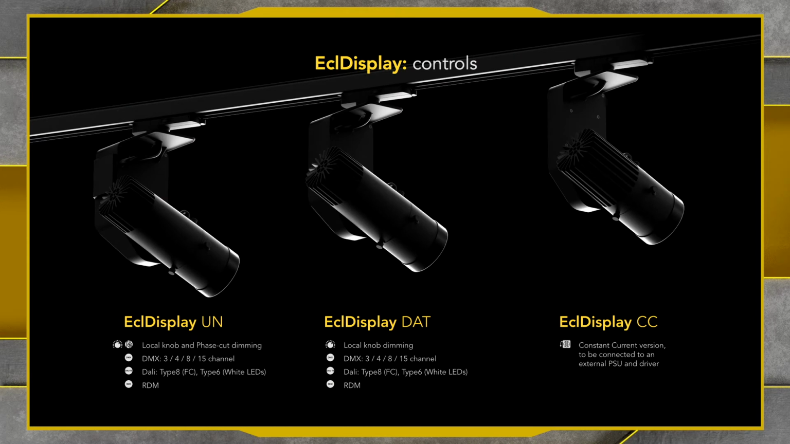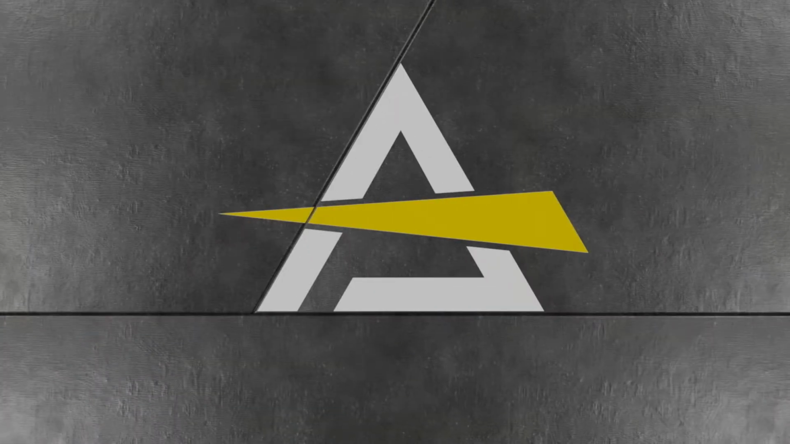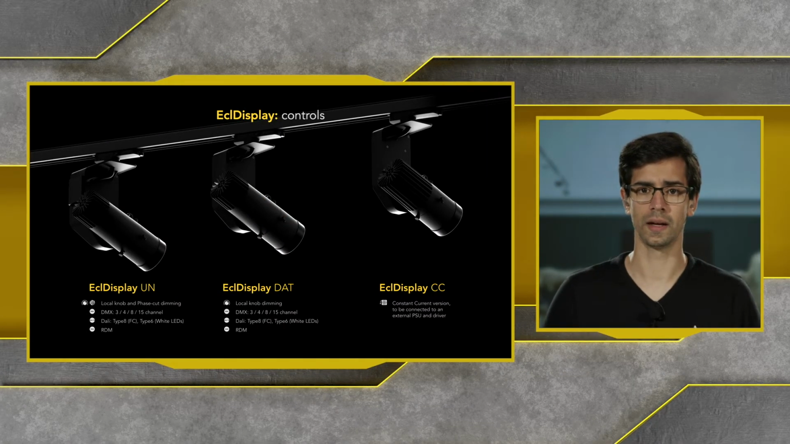So in terms of the ways of controlling these units, as I said, we've got 3 different ways. We call them the EclUN, EclDisplay DAT, or EclDisplay CC. For the EclDisplay UN, we can use a local knob to control the dimming and the intensity of the unit, or we can use phase cut dimming to control that as well. We can also use the DMX protocol to control the dimming of these units.